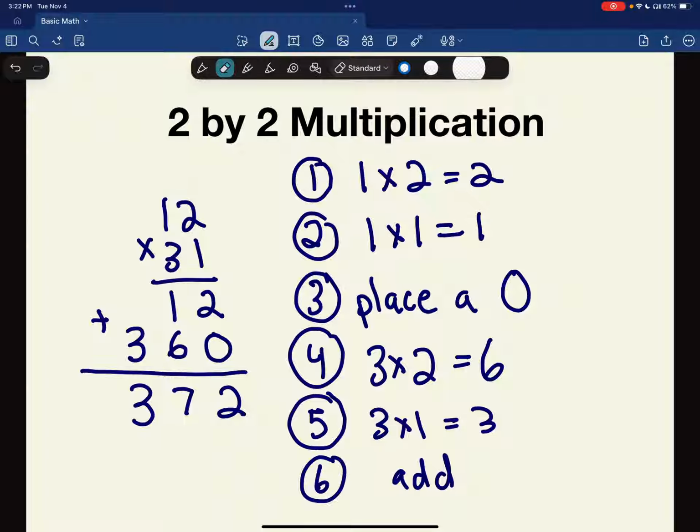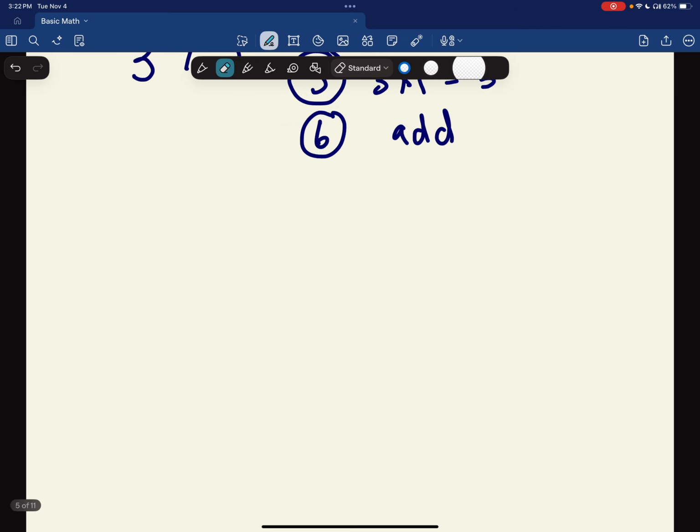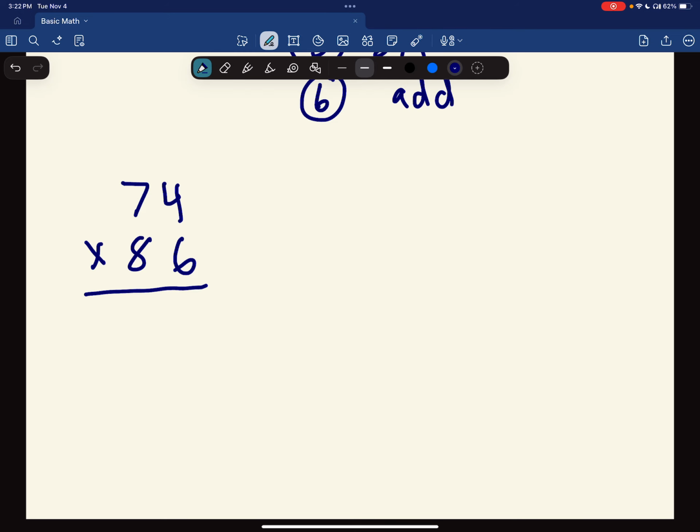Now let's do an example that is a little bit more challenging. So let's do 74 times 86. So the first step is, once again, we have our digit 6. We're going to multiply that with a number directly above it, which is 4. So 6 times 4 is 24.